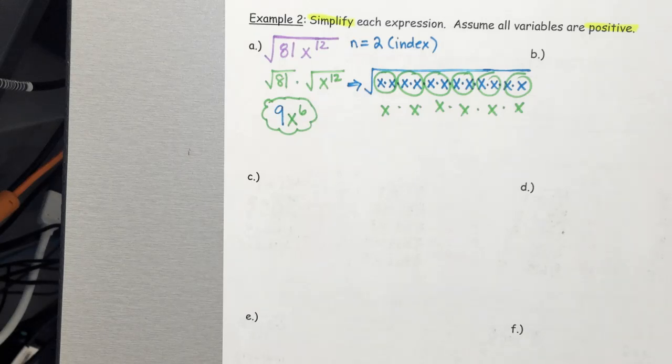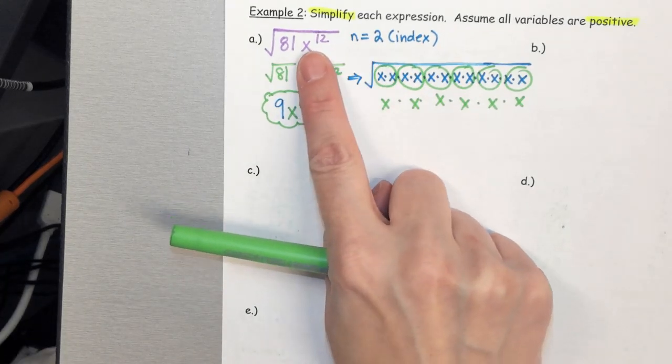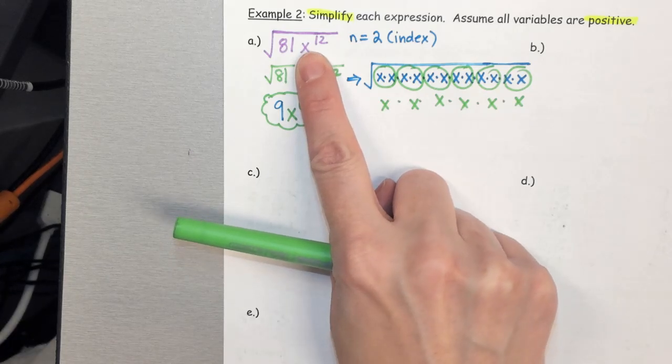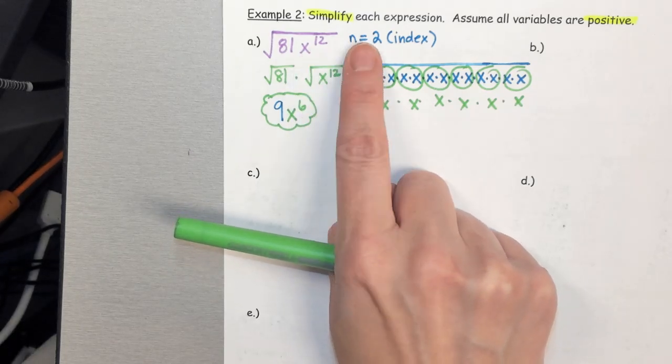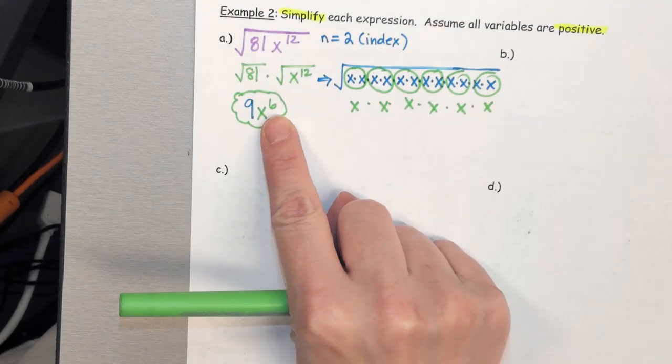A shortcut that we're going to use is we can just ask ourselves, how many times does the index go into the exponent? Okay, or you can just divide the exponent by the index. So 12 divided by 2 is 6. So you can do it like that. Okay?